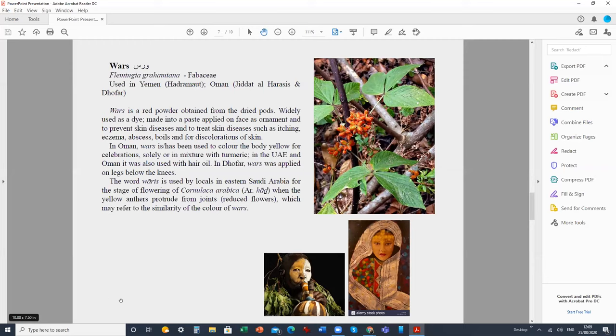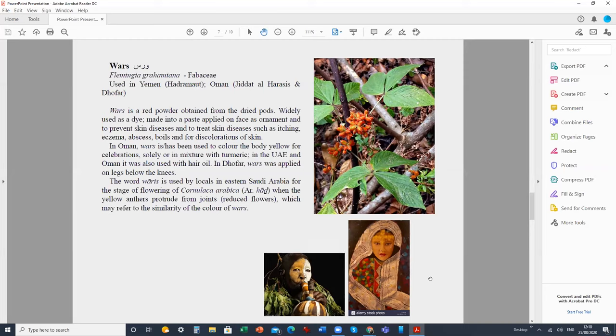The painting down here, which I'm pointing to, is something I took from Wikipedia, from the images, and it's a painting. It's not actually a photograph, because it's very difficult to photograph women, especially in the central region of Jaddat al-Harasis, where this particular plant is used intensively as a mixture for a yellow face covering.